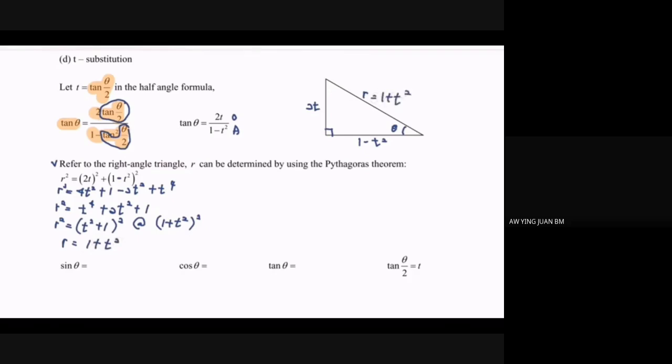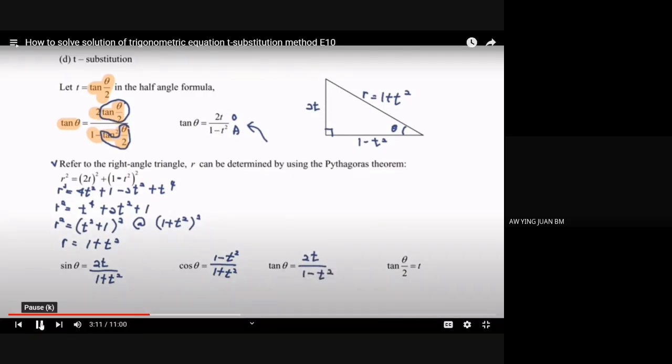So sine theta, based on the trigo ratio, we will have opposite over hypotenuse. So opposite will be 2t over hypotenuse will be 1 plus t squared. Next, for the cos theta, it is equals to adjacent over hypotenuse. So where we will have 1 minus t squared over 1 plus t squared. And finally, tangent theta would be 2t over 1 minus t squared. Given that tangent theta over 2 is equals to t.